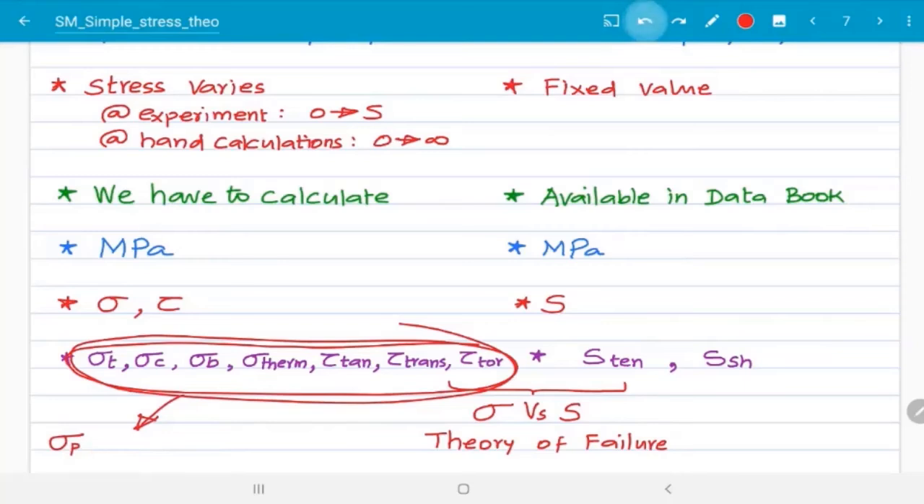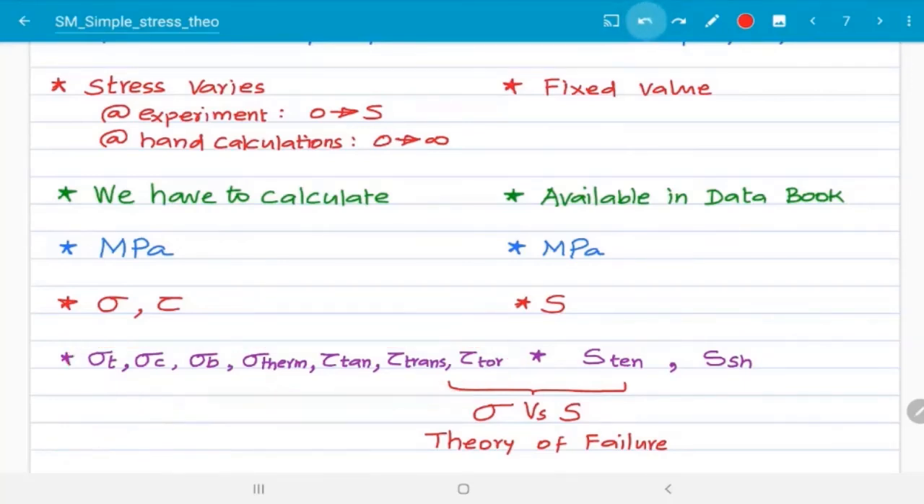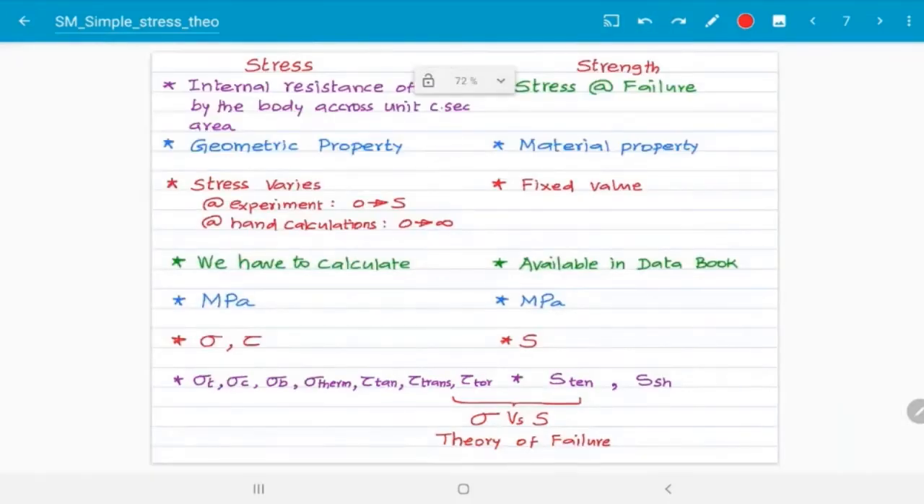This slide is a very, very important slide. I have to give one more piece of information. This point and this location, in these 2 locations, I have to give extra explanation. Not now. So now you are clear about stress and strength.